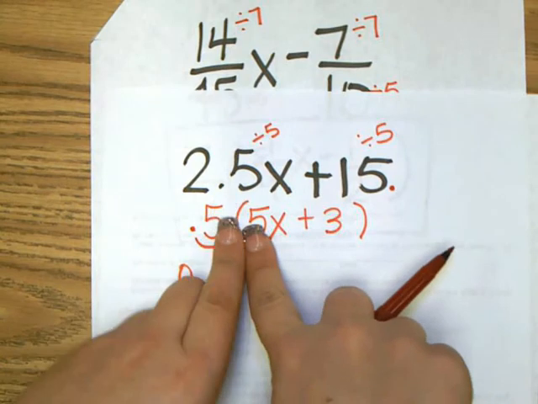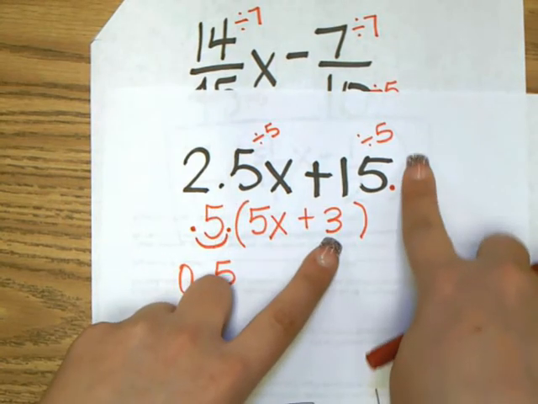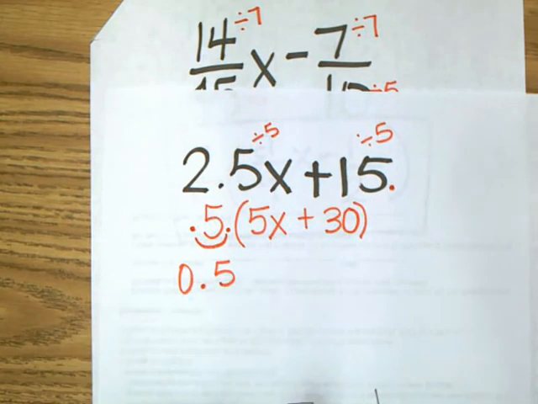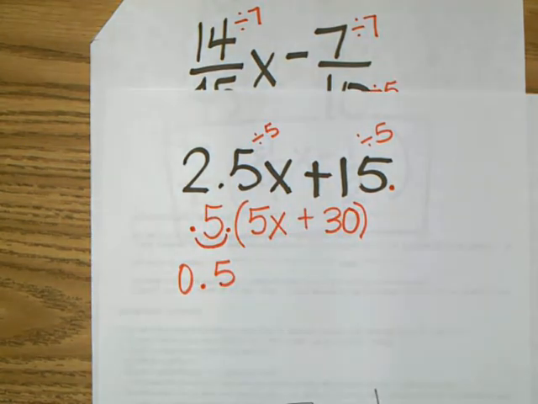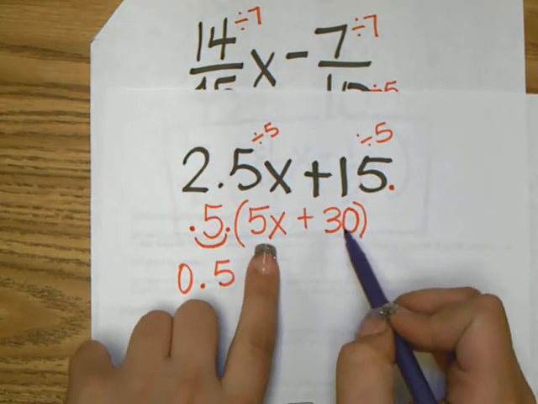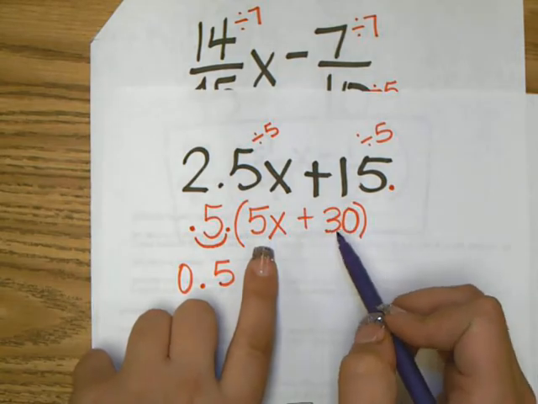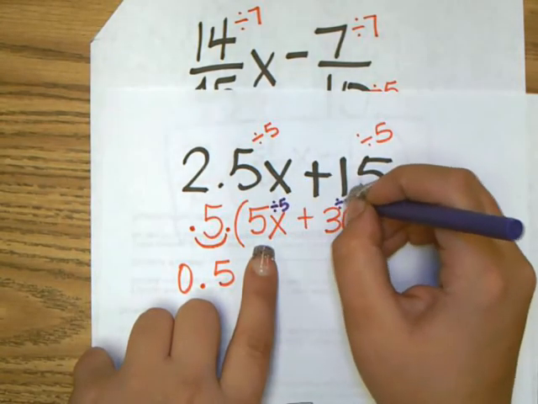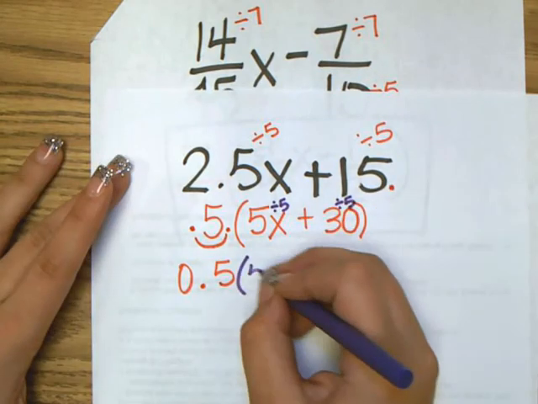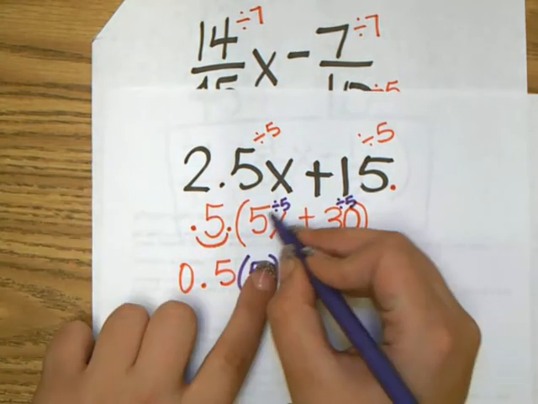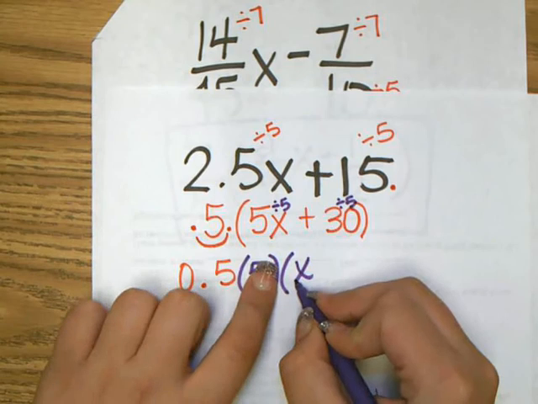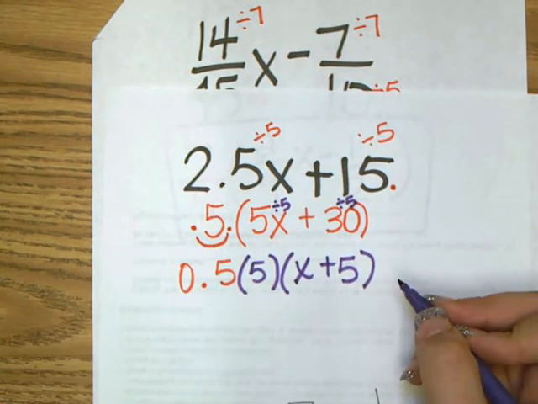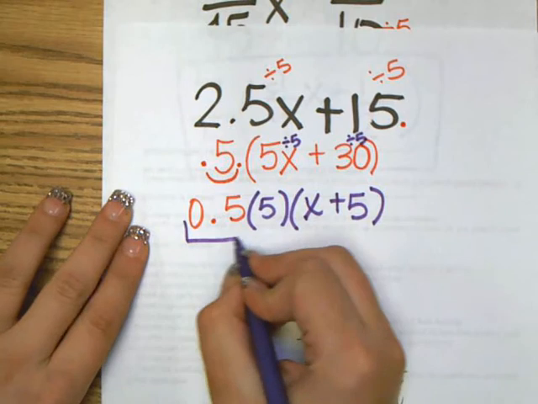How many numbers after the decimal here? 1, so we're good here. This one doesn't have one number after the decimal, so we need to add a 0. Next, we need to ask ourselves, is there anything in common with 5 and 30? Yes, it's 5. So we're going to divide both of these by 5. So 5 divided by 5 is 1x, and 30 divided by 5 is 5.